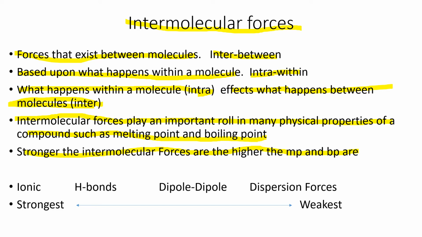We have 4 different types of intermolecular forces that we want to talk about. I want to talk about ionic, hydrogen bonding, dipole-dipole, and dispersion forces. And we've ordered these from strongest to weakest. Ionic ends up being the strongest, and dispersion ends up being the weakest. So we just want to look at some examples of these different types of intermolecular forces.